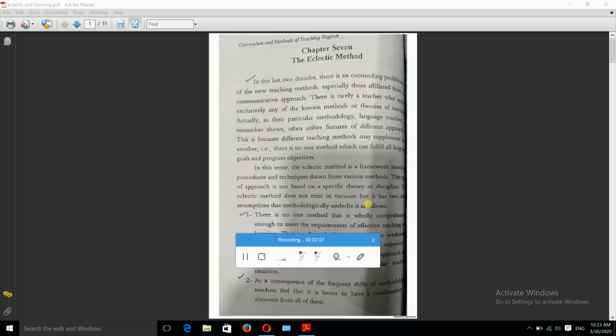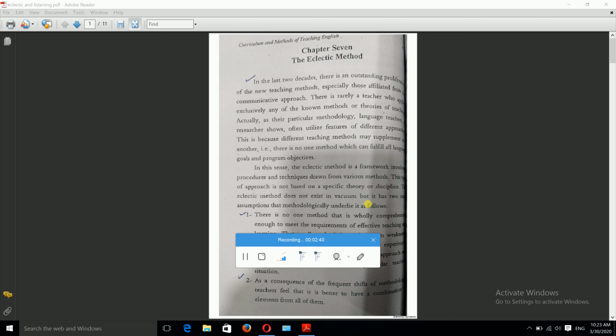In this sense, the eclectic method is a framework involving procedures and techniques drawn from various methods. This type of approach is not based on a specific theory or discipline. The eclectic method doesn't exist in a vacuum, but it has two main assumptions that methodologically underlie it as follows. 1. There is no one method that is wholly comprehensive enough to meet the requirements of effective teaching and learning. As I told you, there is no best method that can serve in a classroom.